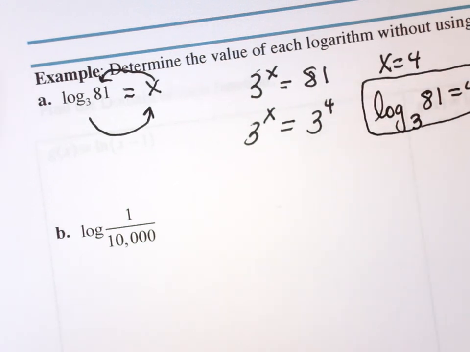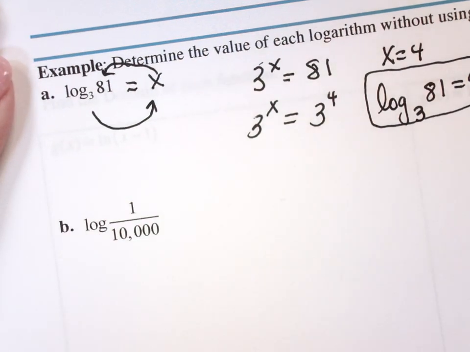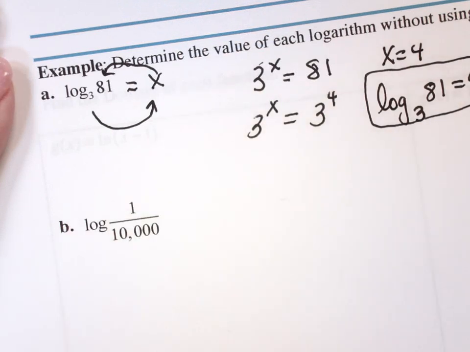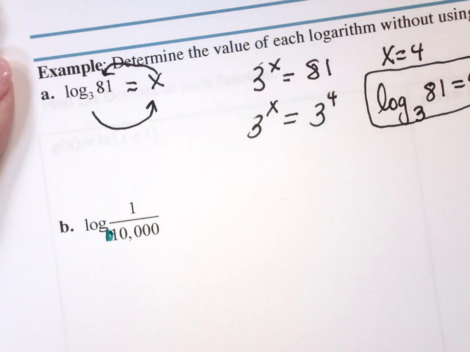And by the way, this is in books. Do you think for 1 minute, if you're dealing with an application problem, that's going to be that clean? No. What's the base on this logarithm? 10. So I need to realize that the base here is 10.